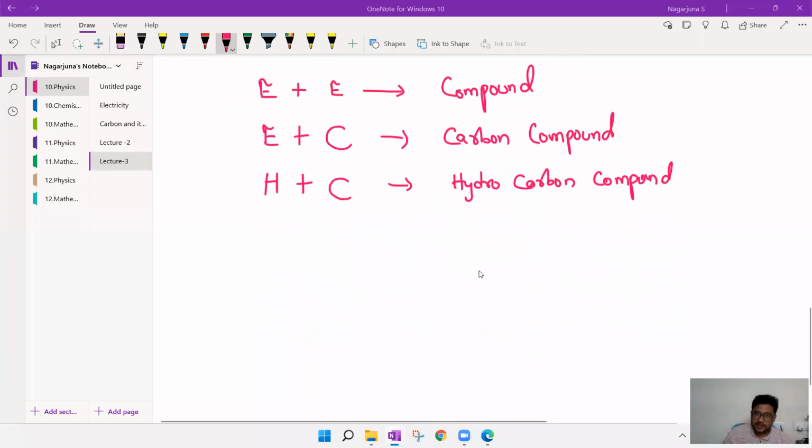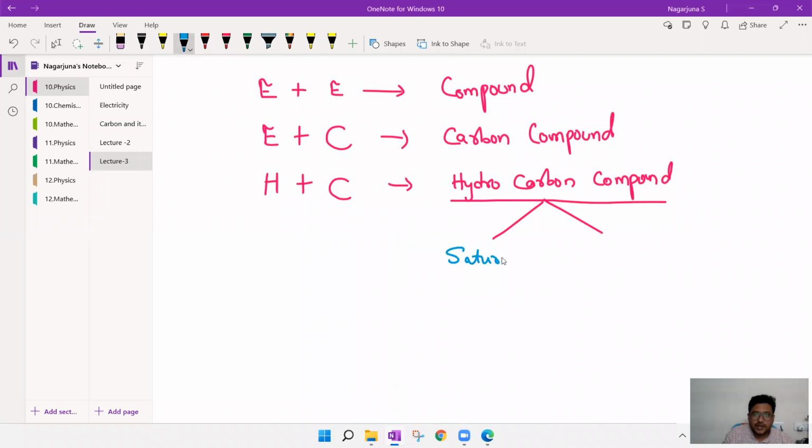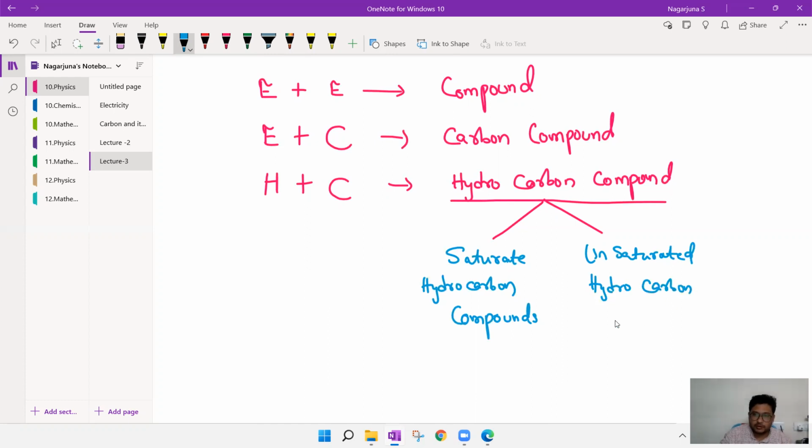Now let us try to understand more about these hydrocarbon compounds. Hydrocarbon compounds are divided into 2 categories. Number 1, saturated hydrocarbon compounds. Number 2, unsaturated hydrocarbon compounds.